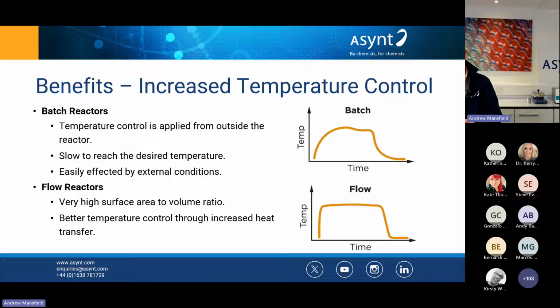So we can add energy in, we can add heat in, but it also allows us to dissipate heat very effectively as well. And if you look at that cartoon of heating a flow reactor, as soon as our reagents come into that heated or cooled environment, they're almost immediately at the reaction temperature. And when we're cooling, we can control and dissipate that heat very effectively.